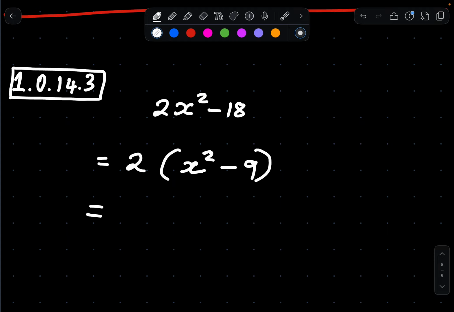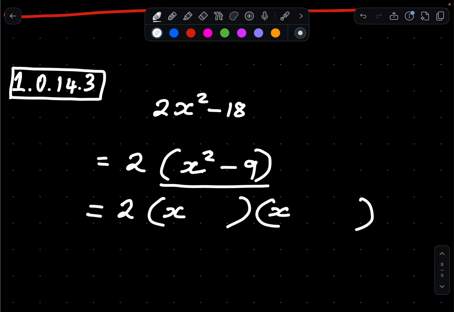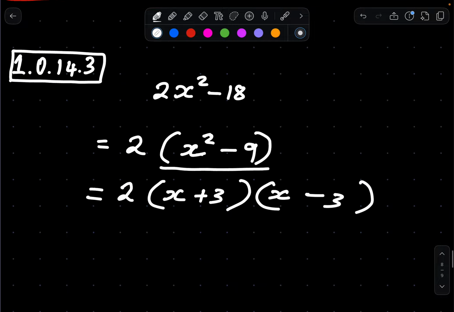Okay, and then you might be tempted to say you're done, but you need to recognize that we have a difference of 2 squares. So the 2 will remain outside, and then this bracket will convert into 2 more brackets. x squared will break into x, and then minus 9 will break into positive 3 and negative 3, because 9 is 3 times 3. All right, and that is fully factorized.